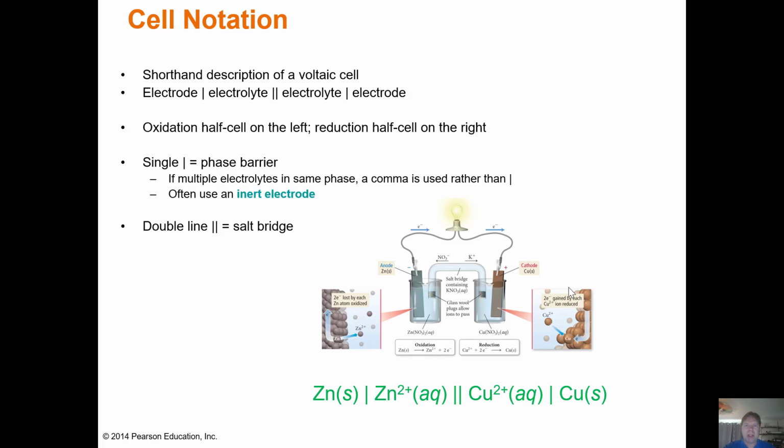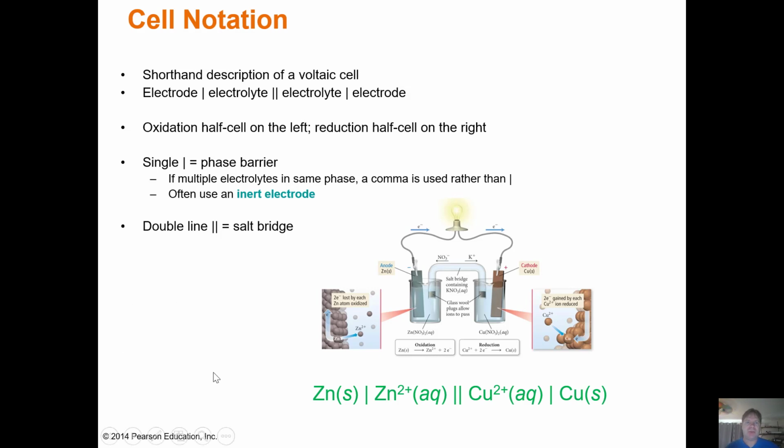And people that are aware of how it works can look at it and know what's going on. Often the way this will work is we'll have an electrode, a vertical line, and then the electrolyte is present next to it. And then we have two vertical lines showing basically the salt bridge, and then we have the electrolyte and the electrode that are the other part of the cell.